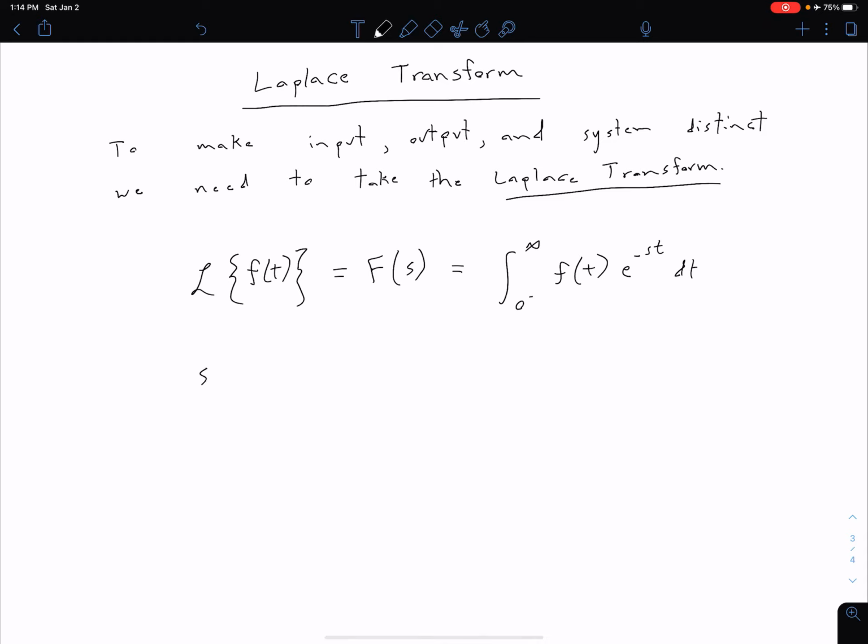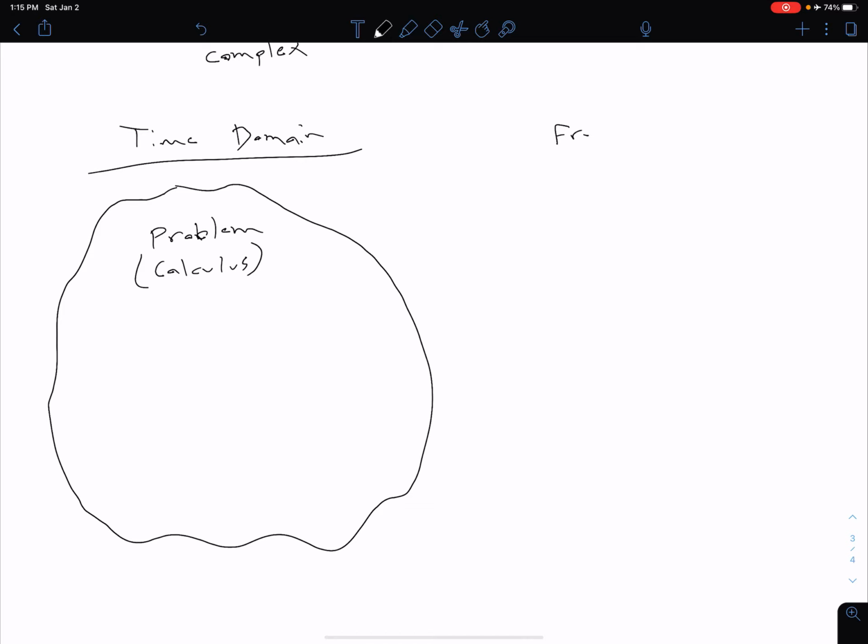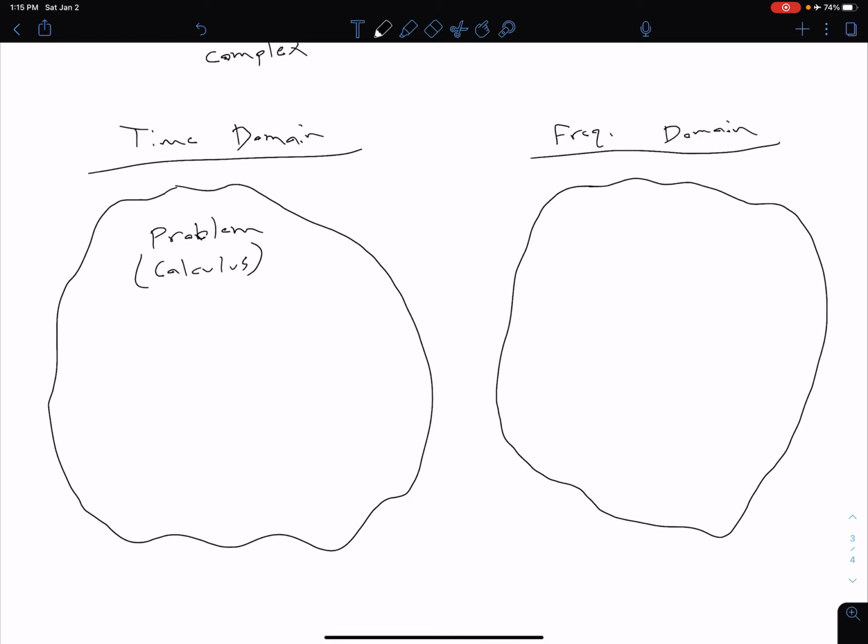Well, let's say over here on the left we have our time domain. So let's say we just have this amorphous area which represents our time domain. And so we have some problem over here. This problem is one where we would need to do some type of calculus to solve it. So for instance, that differential equation that we saw in our previous video. Now over here on the right, let's have another amorphous shape representing our frequency domain. And of course, the frequency domain and time domain aren't necessarily places in space. These are just mathematical ideas.